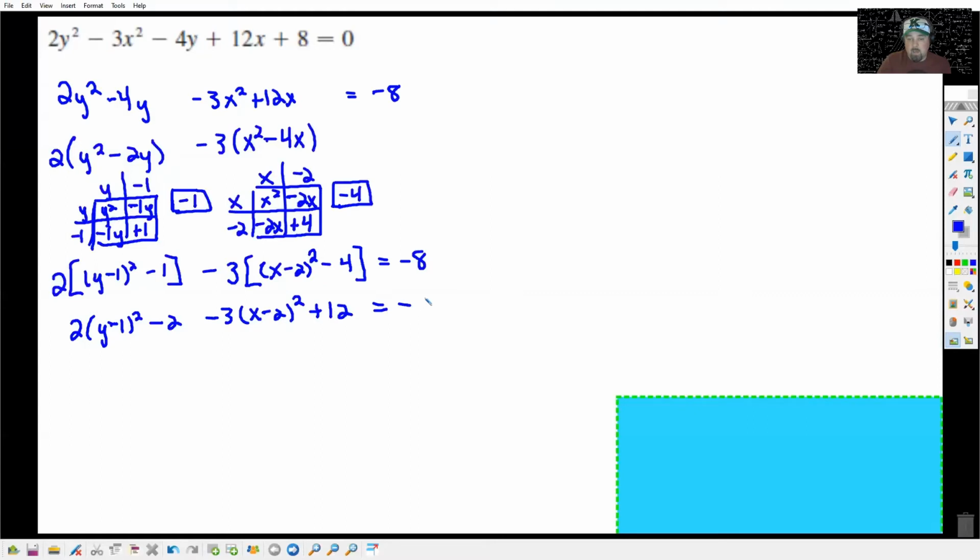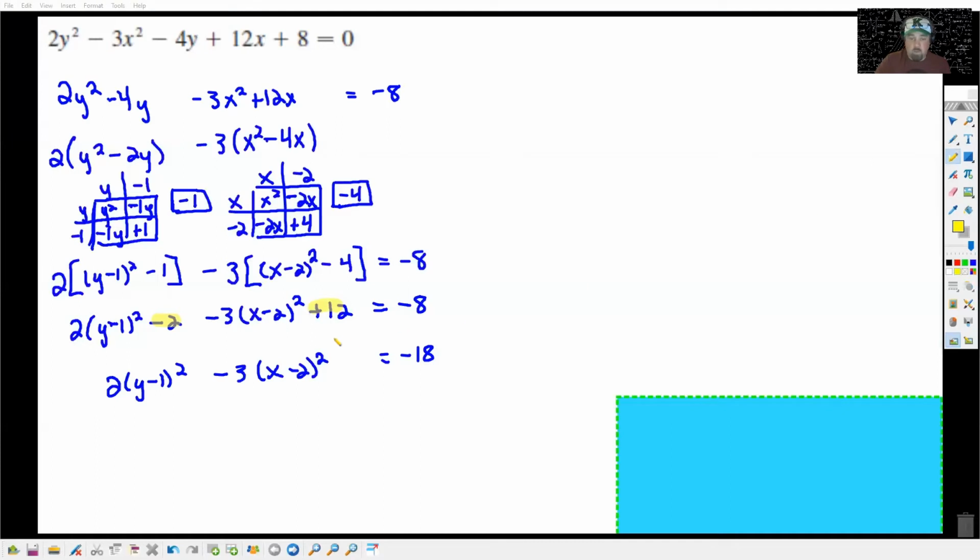And that's going to be negative 8. So now we need to move these constants here, the positive 12 and the negative 2, to the other side, and then divide whatever we have left over back to the other side. So we're going to minus that 12. That'll give us negative 20. I'm going to add that 2. So that means that's going to be negative 18. And that's what our 2(y minus 1) squared minus 3(x minus 2) squared is equal to.